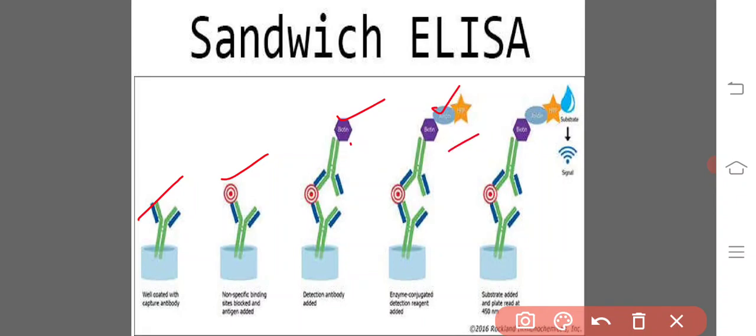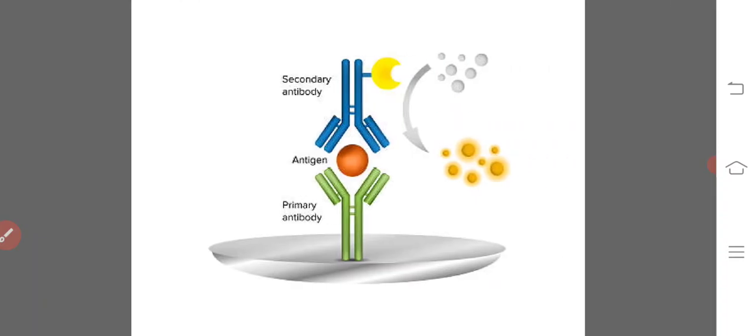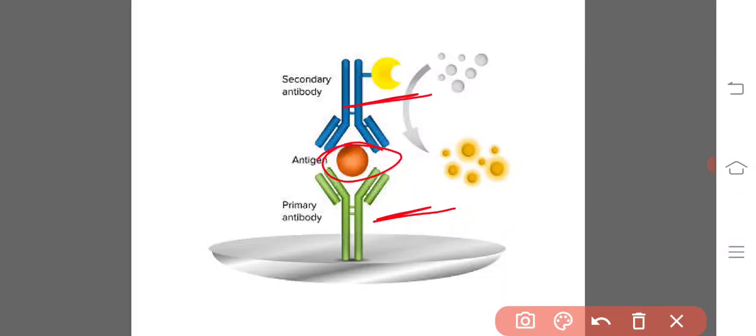Then the absorbance or fluorescence or electrochemical signal of the plate well is measured to determine the presence and quantity of the antigen. So that will be measured. So these are the steps involved in the sandwich ELISA. Here it is looking like a sandwich. At the bottom there is antibody, and above there is antibody. In the middle we will see the antigen.